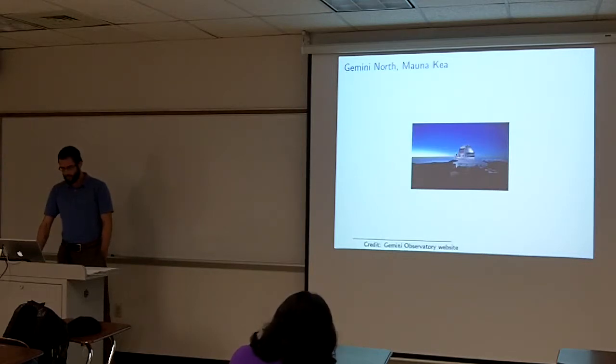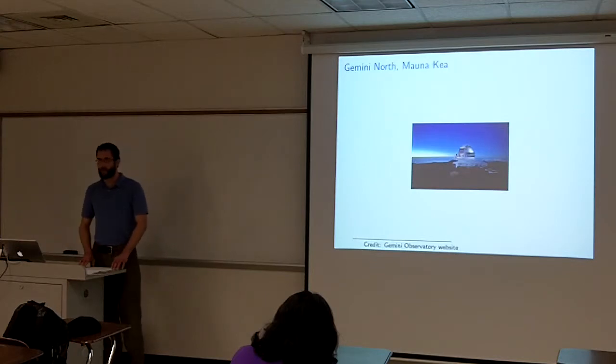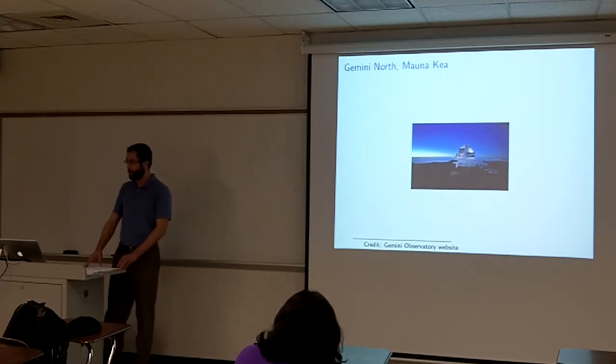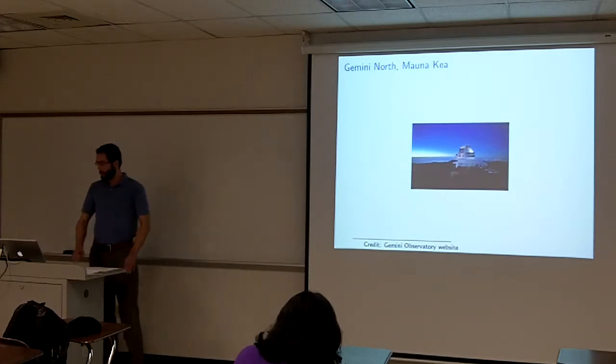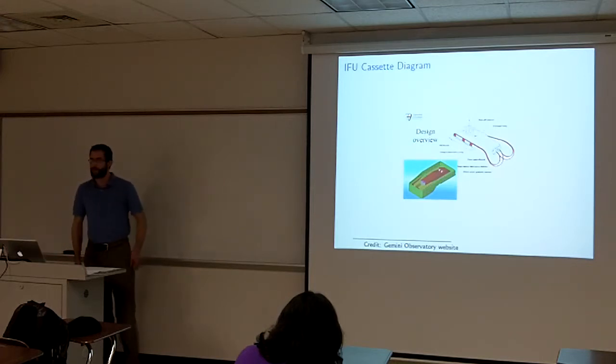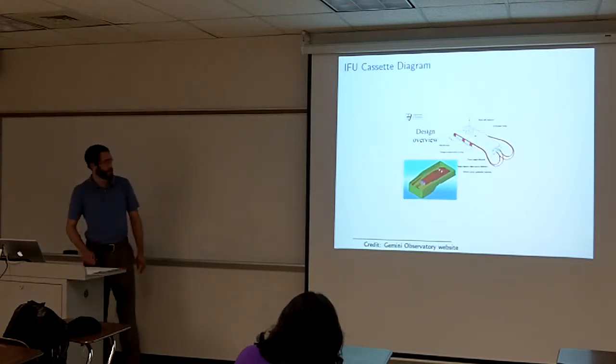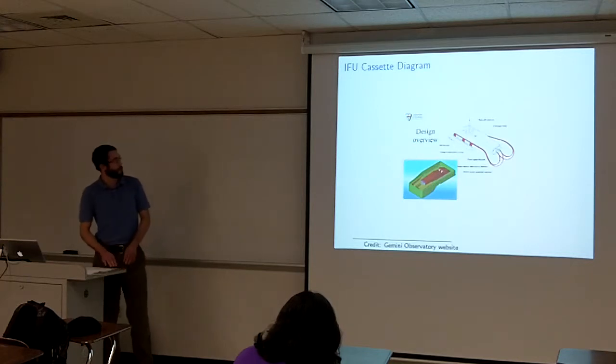So the data that I had was acquired from the Gemini North facility in Mauna Kea. This is one of two Gemini facilities. One is in Mauna Kea, Hawaii, and one is in Chile. Both of them have 8.1 meter primary mirrors, and both of them have a GMOS IFU unit, Gemini Multi-Object Spectrograph Integral Field Unit.